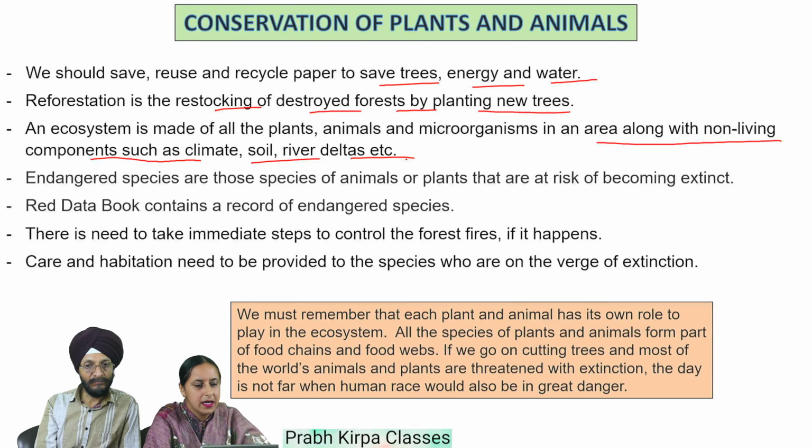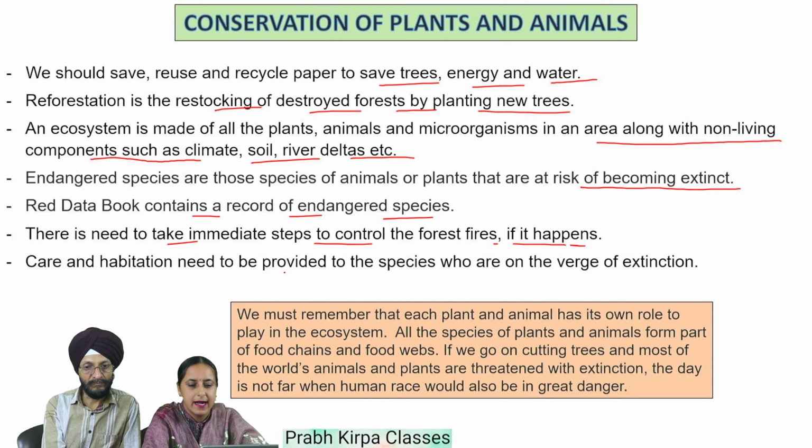Endangered species are those species of animals or plants that are at risk of becoming extinct. Red Data Book contains a record of endangered species. There is need to take immediate steps to control forest fires if they happen. Care and habitation need to be provided to the species who are on the verge of extinction.